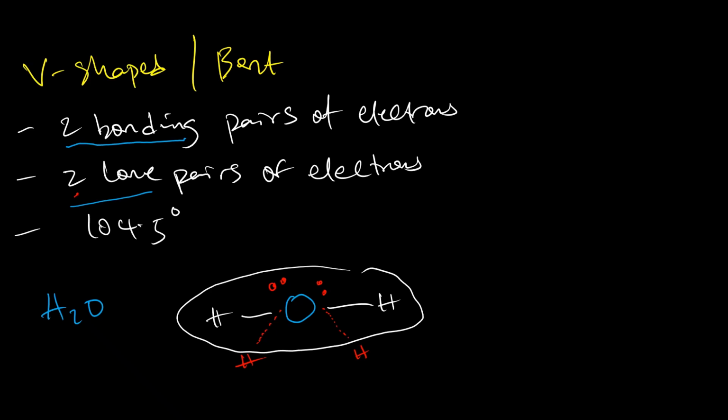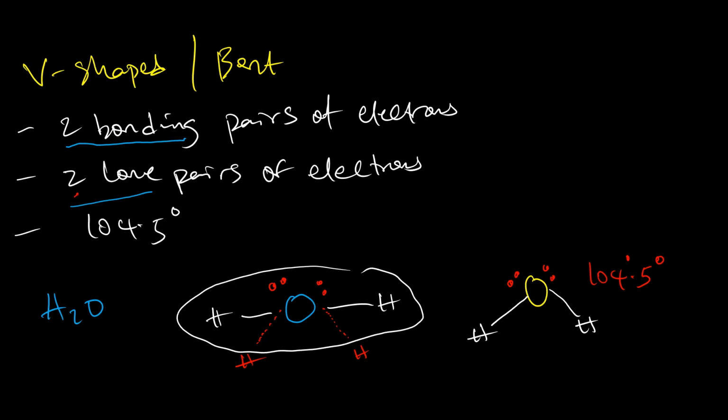So water then becomes: we have the center atom of oxygen, bonded with two hydrogens, and 2 lone pairs of electrons. Okay, I hope that makes sense. And the angle is 104.5 degrees. Later on, I'll explain how it is 104.5 degrees. Okay, I hope that makes sense.